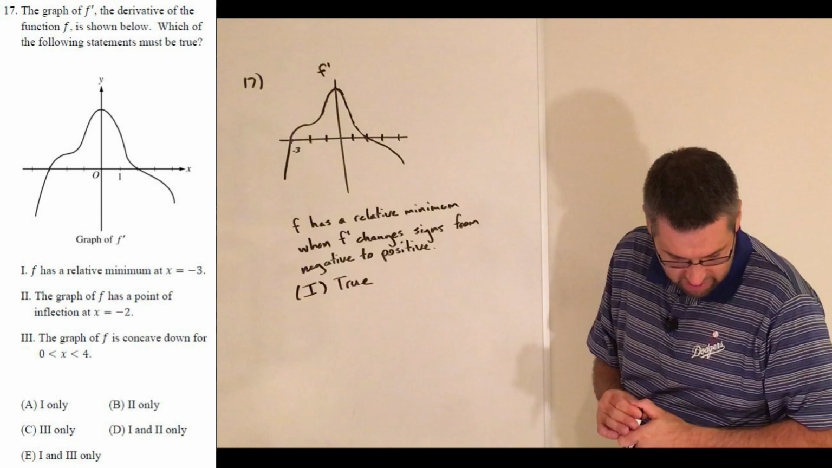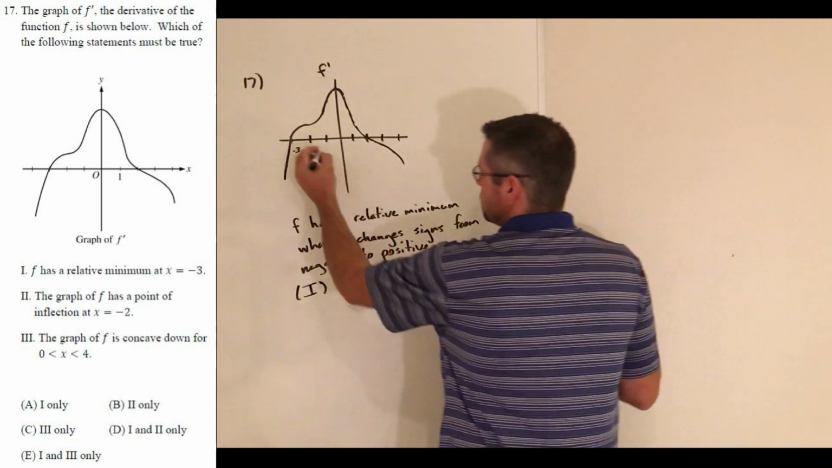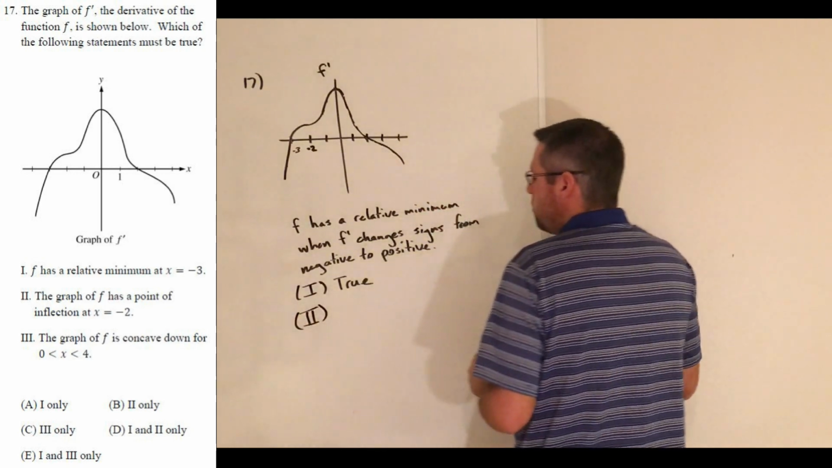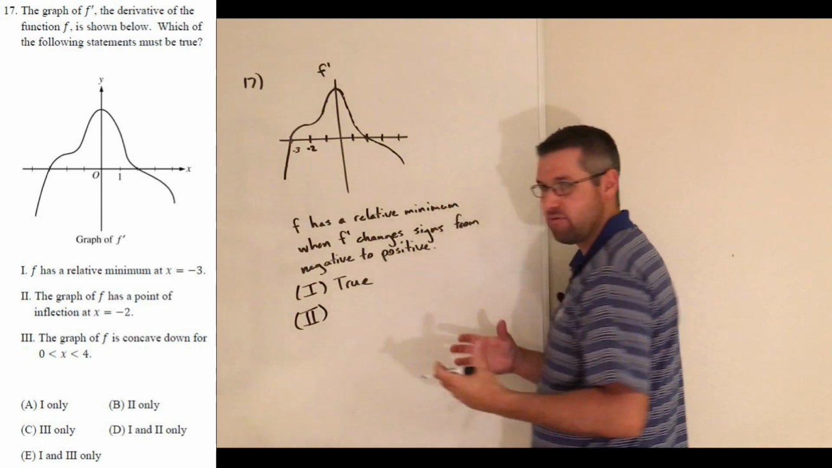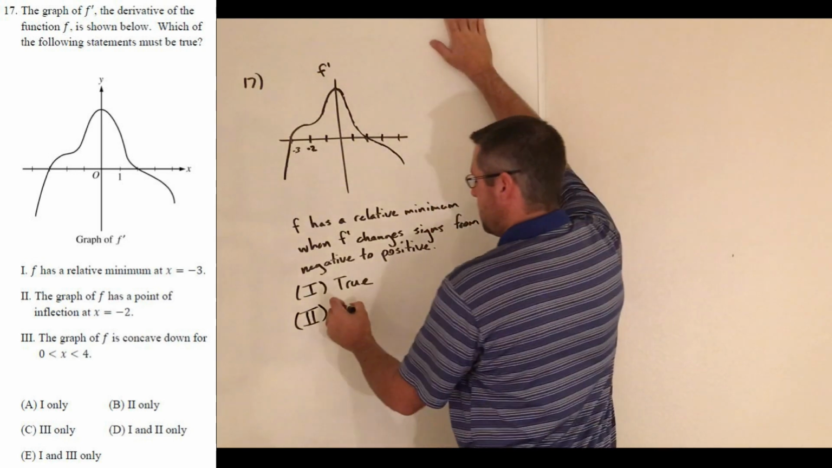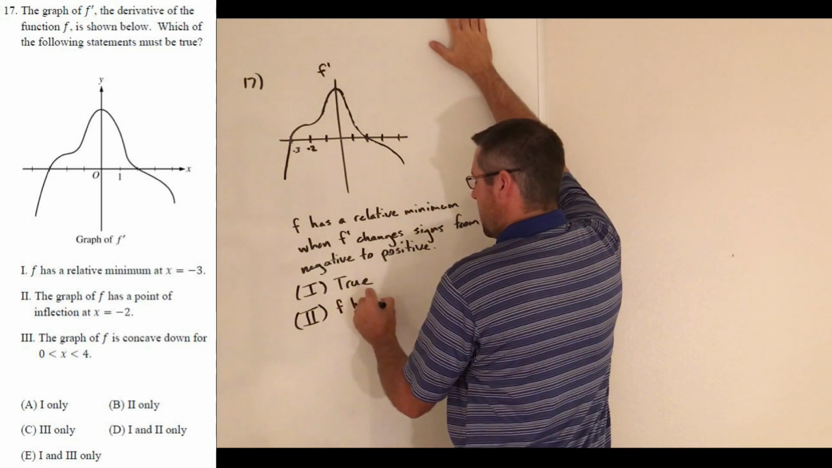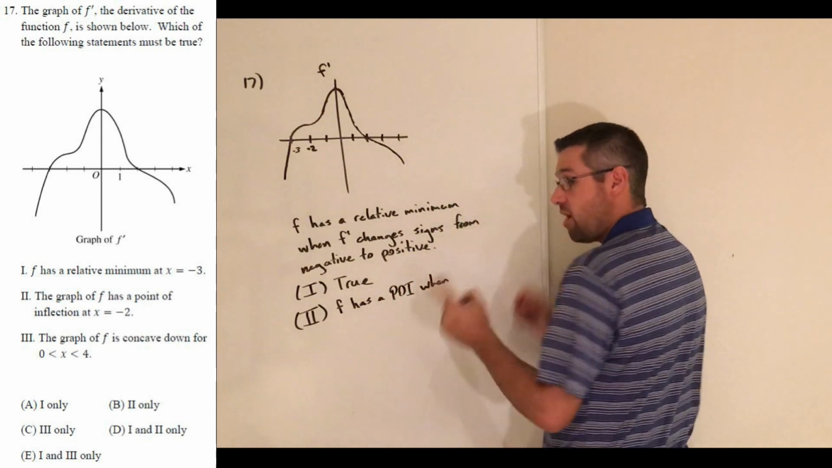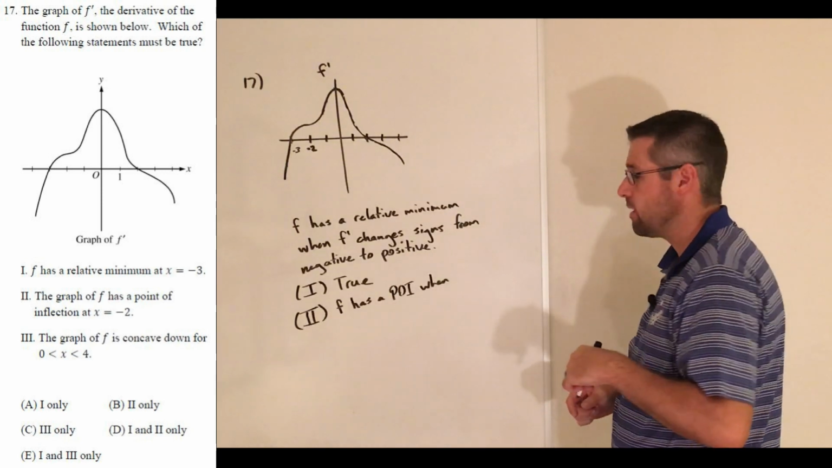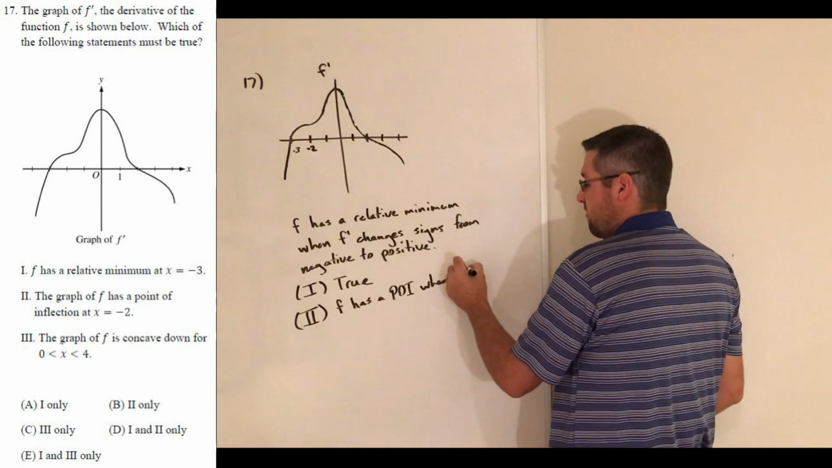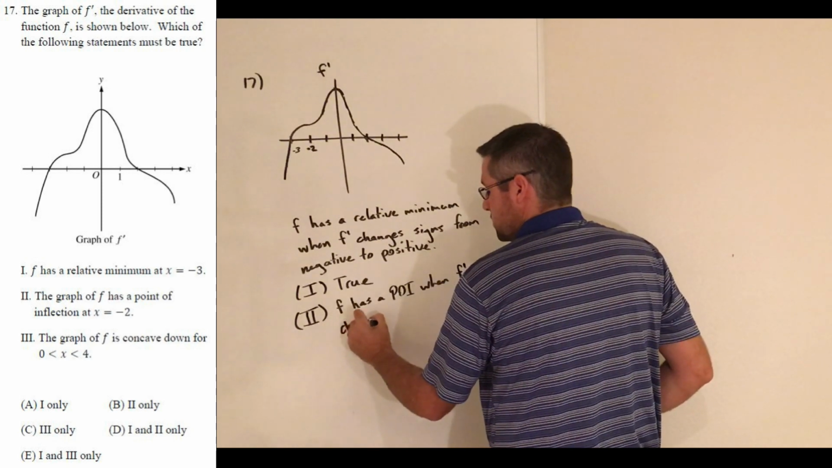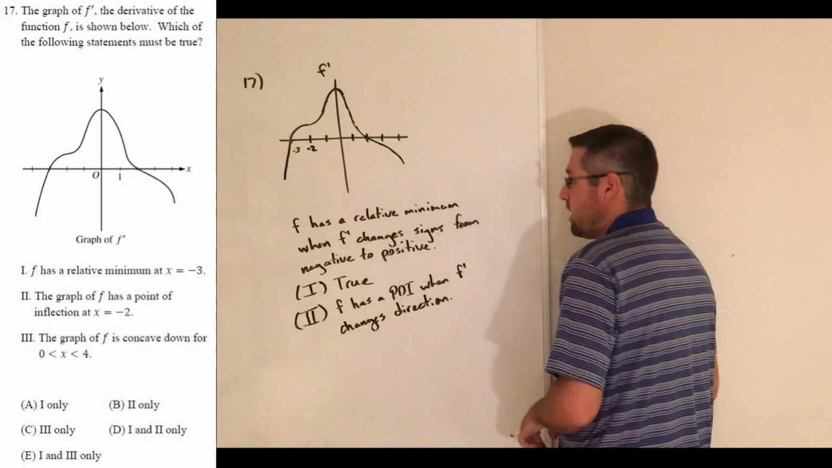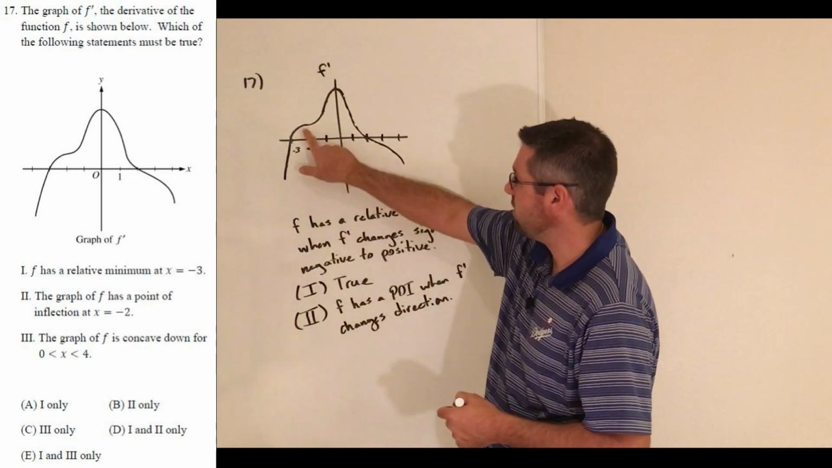Now option 2 says that f has a point of inflection at negative 2. Well, we want to take f and interpret in terms of f prime. So we would say f has a point of inflection when f double prime changes signs, which implies that f prime changes direction. Okay? Now, some students might say this is a point of inflection.